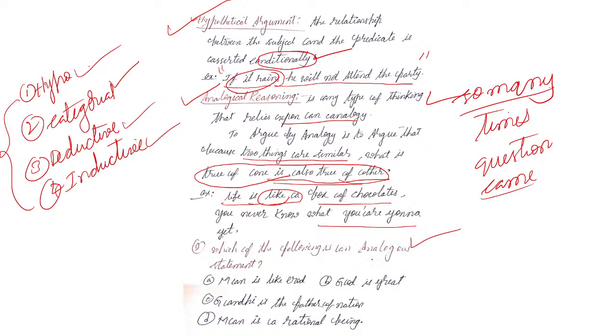Suppose here we are giving one example. Which of the following is an analogous statement? Here four statements are given. First one is man is like God. Second one is God is great. Third one is Gandhi is the father of our nation. Fourth, man is a rational being. Please tell me which is the answer. Which of the following is an analogical statement?